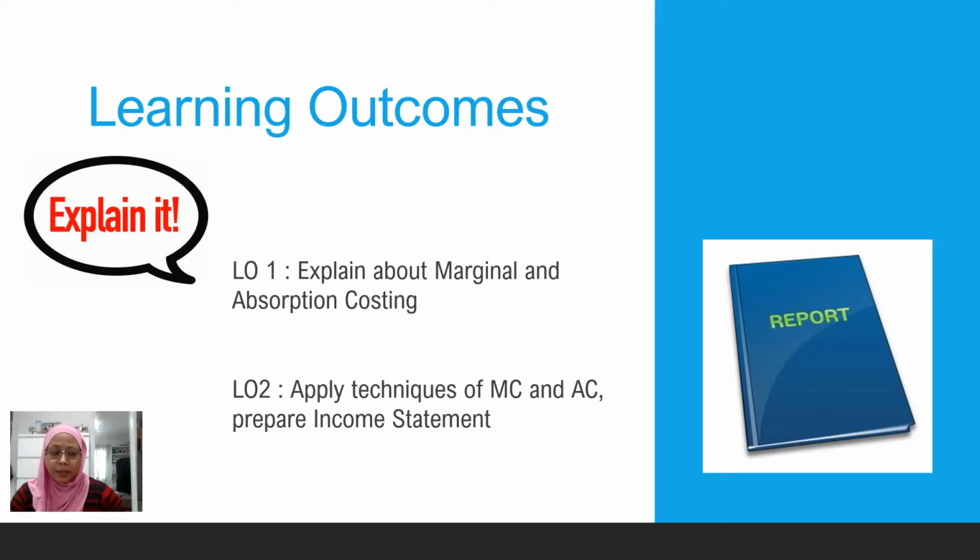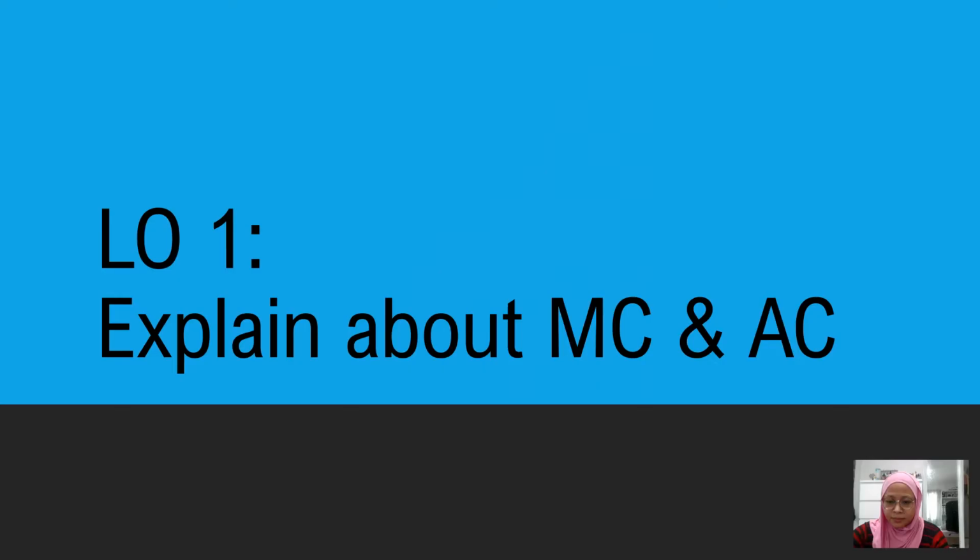Right. For this topic, marginal and absorption costing, we have two learning outcomes. First, you should be able to explain what is marginal and what is absorption costing. And secondly, students are expected to be able to apply marginal costing and absorption costing in the preparation of income statement. Right. First learning outcome. Explain about marginal costing and absorption costing.